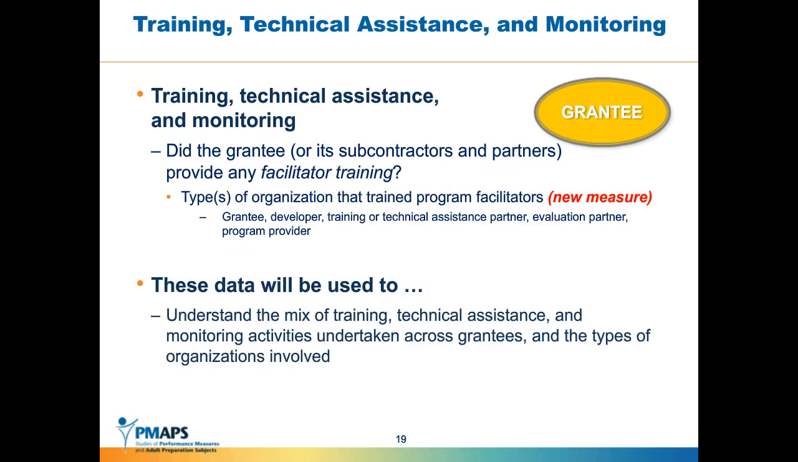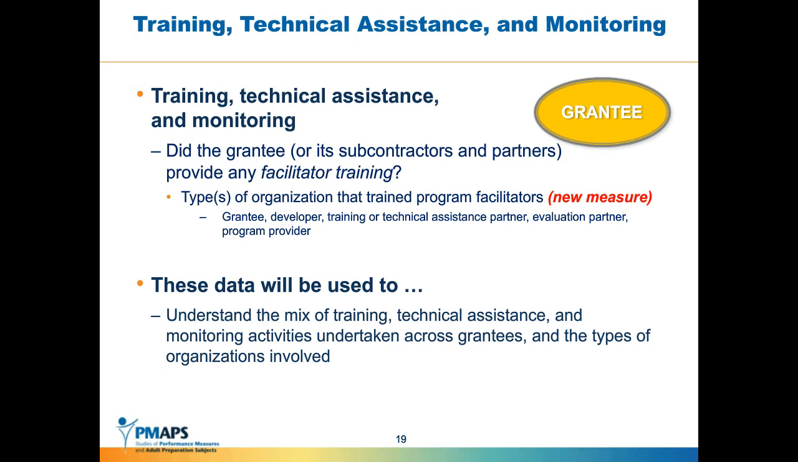And finally, you will report whether the grantee or any partners provided training for facilitators, either by training PREP facilitators directly on core programming or training staff who then train the facilitators. This is also known as turnkey training or train the trainer. And you will again report the types of organizations that provided the training.